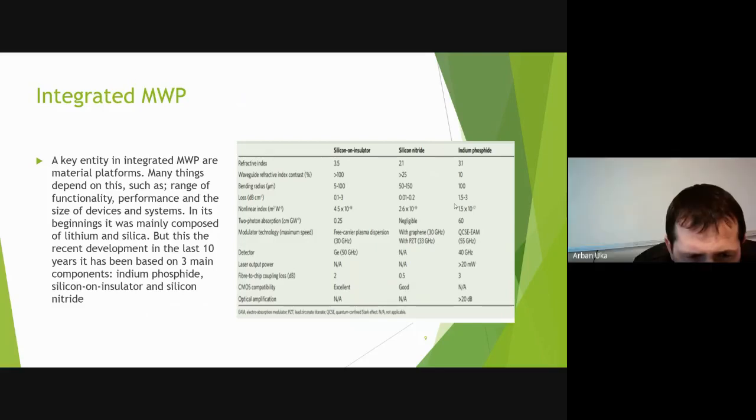So you have also the loss, nonlinear index, two-photon absorption, centimeters. Detector. Laser power, fiber origin. Optical amplification. Okay, you can continue.